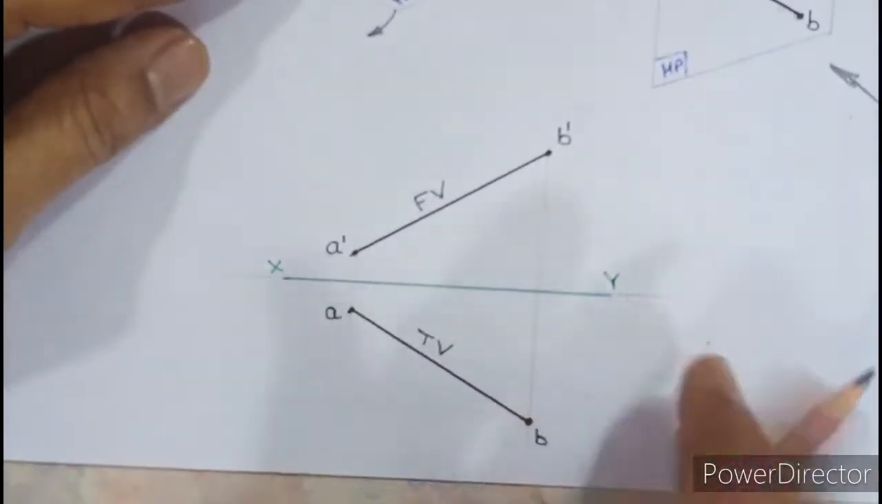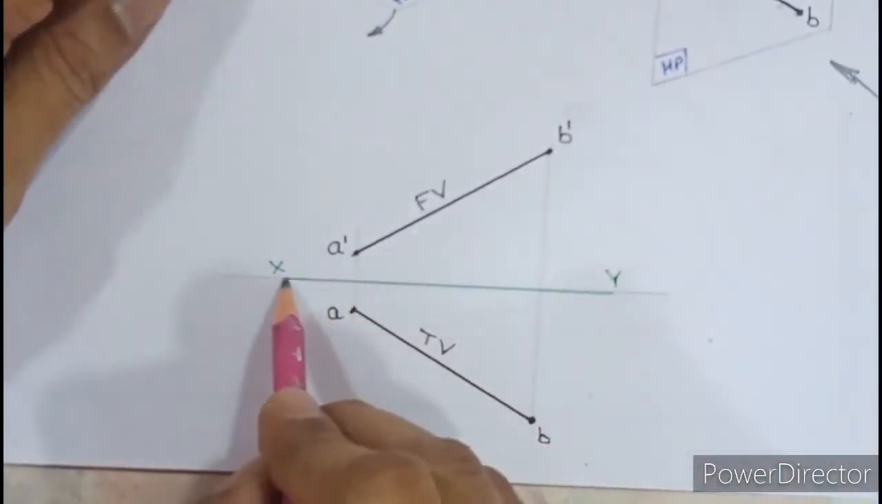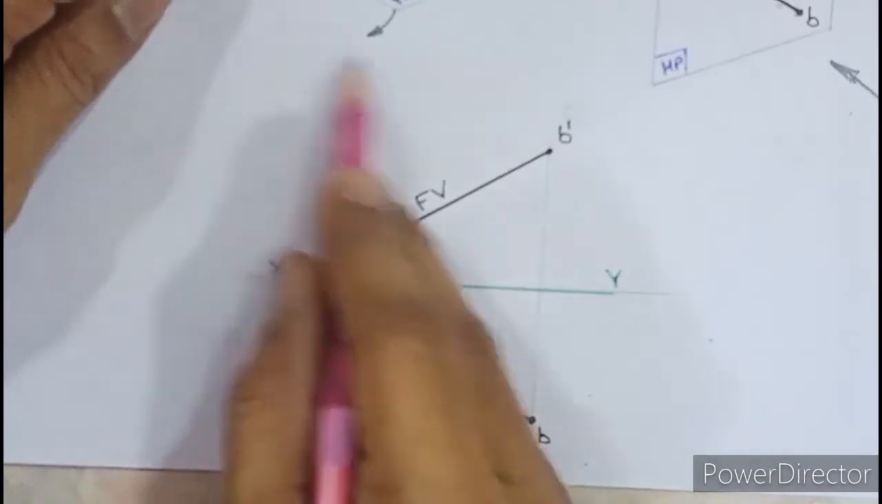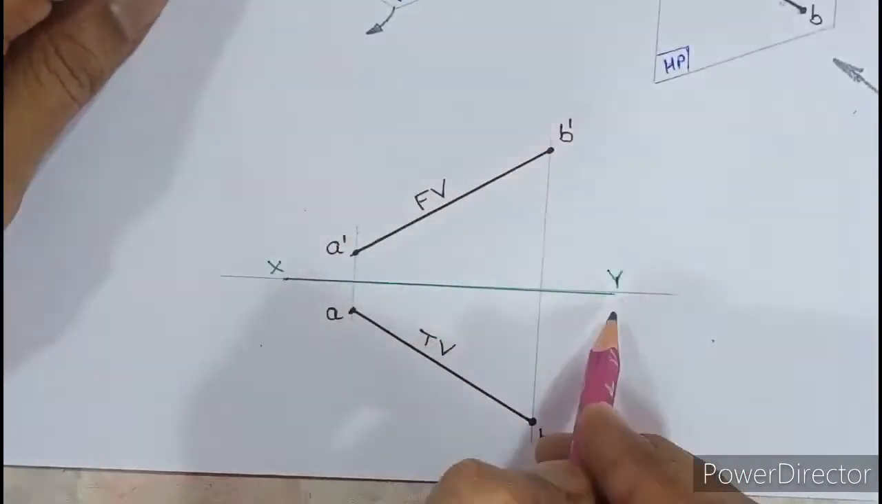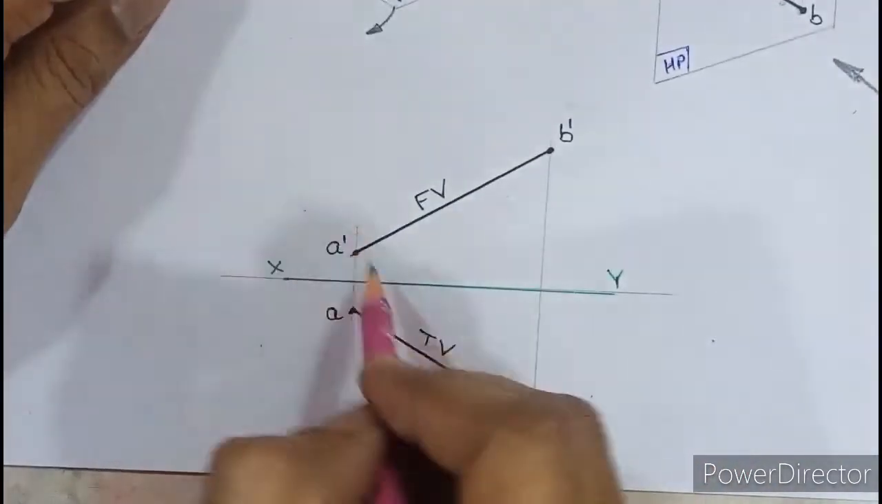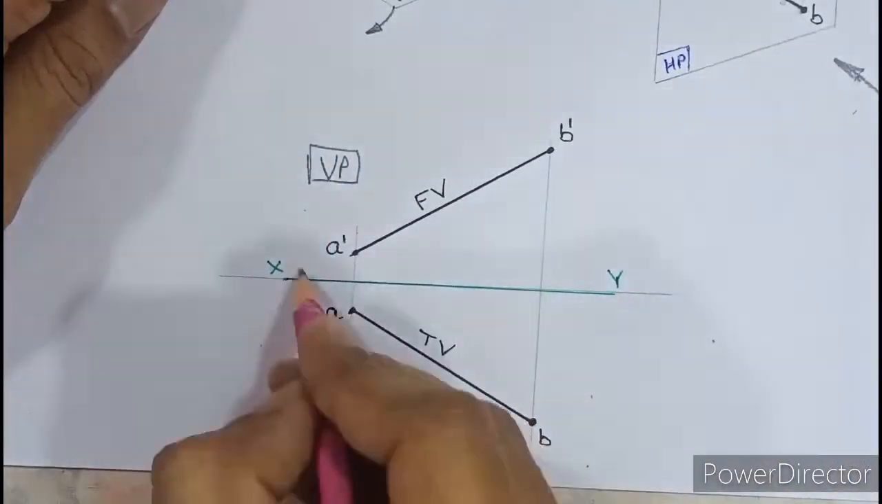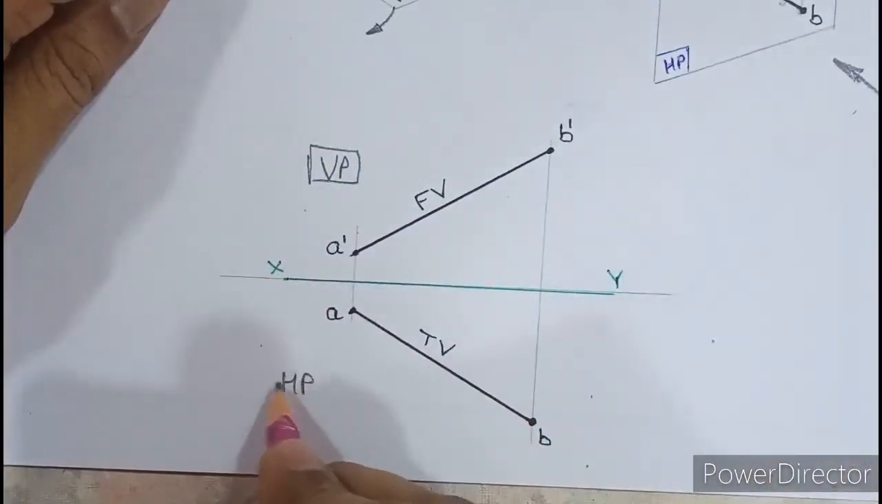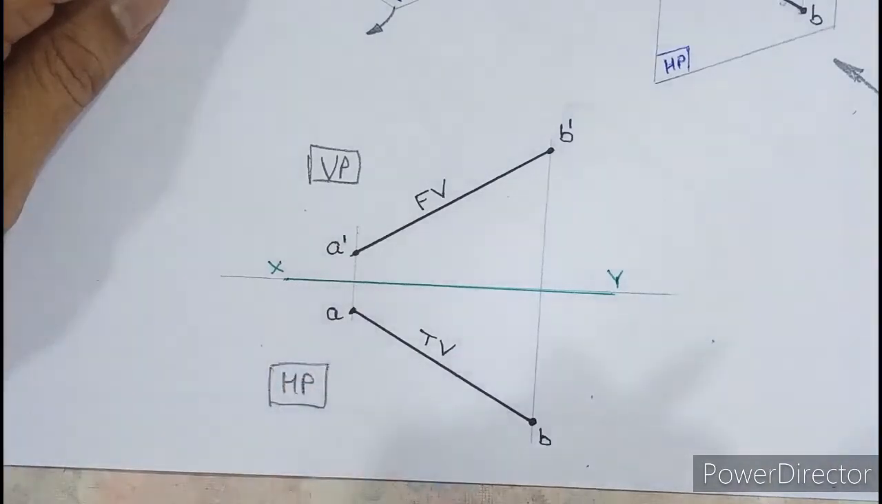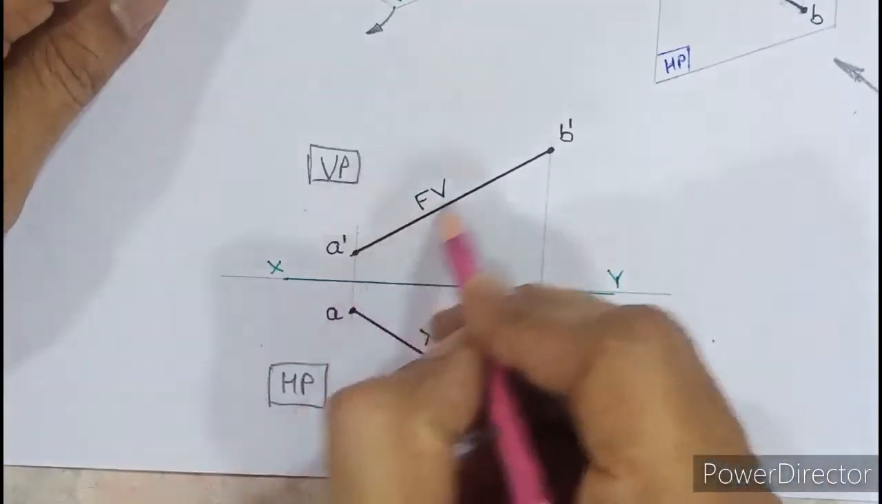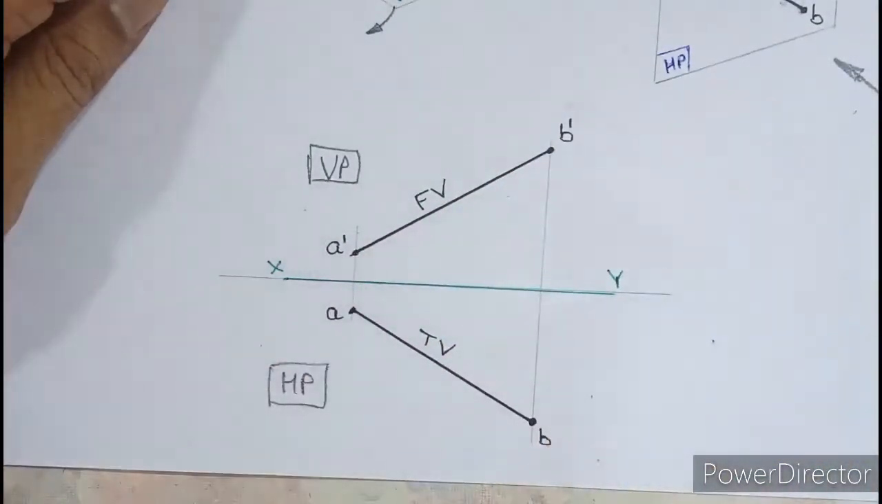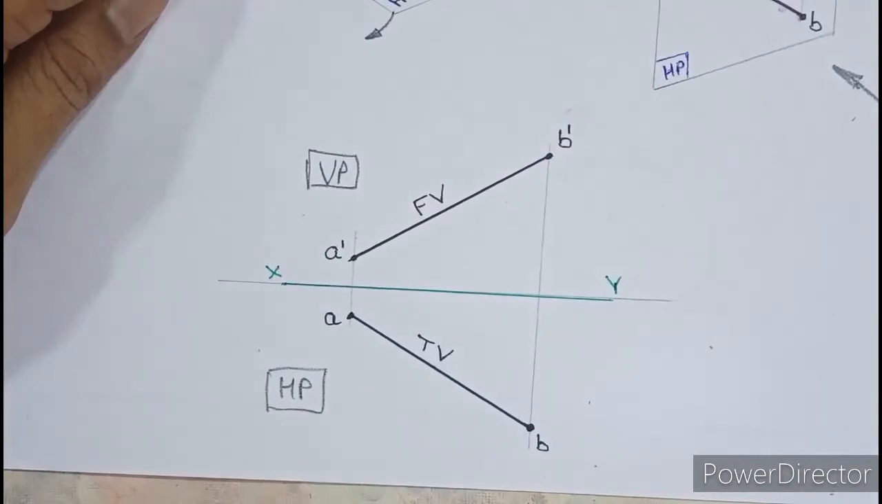So now onwards the diagram will be shown like this. This is the XY line. We will not draw a rectangle above, not required. You have to visualize that everything above XY is the vertical plane, and everything below XY is the horizontal plane. This you have to always visualize. This is for the first quadrant. So this is the front view A dash B dash. This is the top view AB. Can you make out where is DBP?